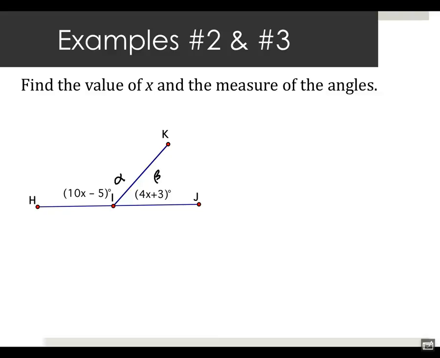What's the relationship between angle alpha and angle beta?